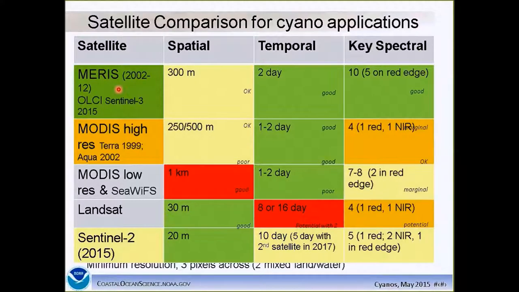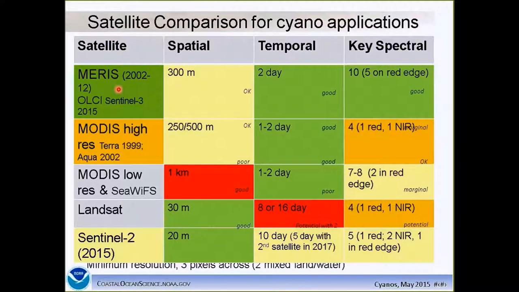MERIS hits the best compromise. It's not the optimal spatial resolution. With 300-meter pixels, we normally say 3 pixels is the resolution of a water body. I'll show why. We have a limitation of about 1 kilometer. We're doing some work to get a little better than that. But it has the temporal and the key spatial resolution. It has several bands. The key thing is it has 5 bands in the red and near-infrared. We think of red and infrared as 2. It's got 5 bands, and that will be very important.